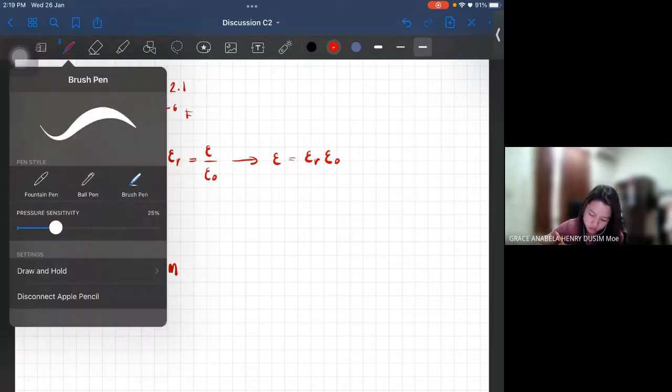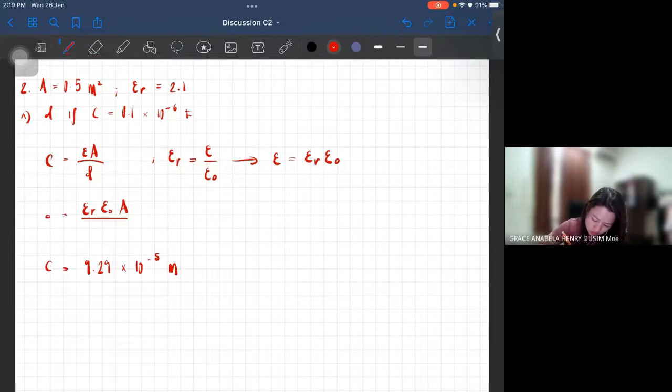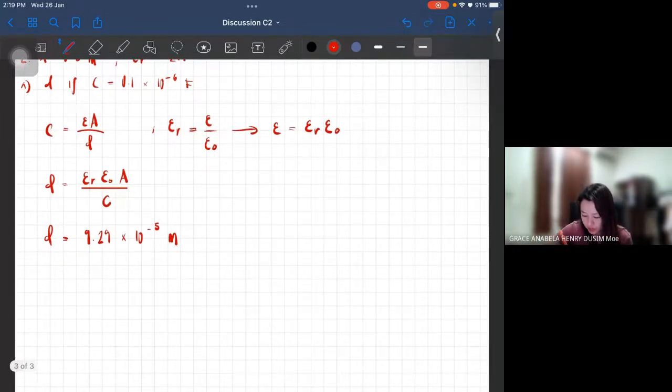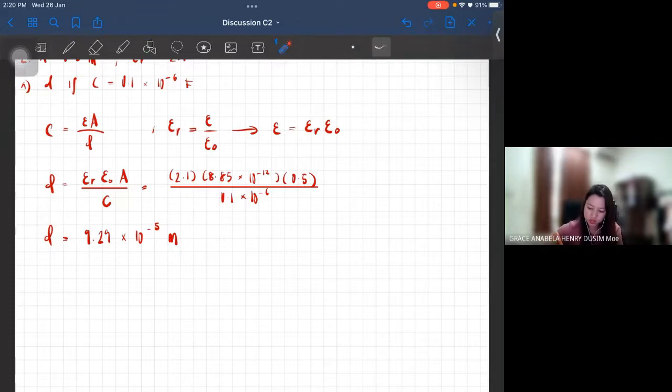Aduh, sorry, salah pula mistulis. This is D, this is C, and then D. Dia minta plate separation. Okay ka? Betul ka? Try kira. This is 2.1, 8.85 times 10 negative 12. This is 0.5. And then this is 0.1 times 10 negative 6. Okay. Sepatutnya dapat inilah if Miss data salah tekan calculator.